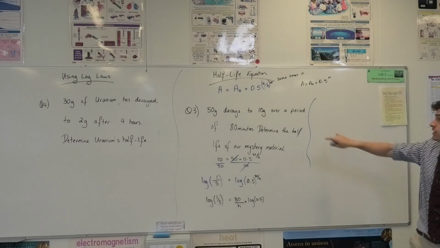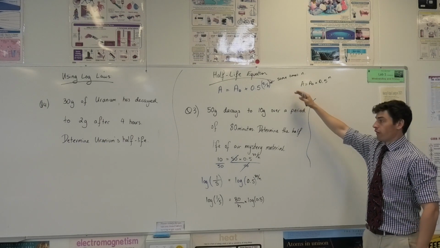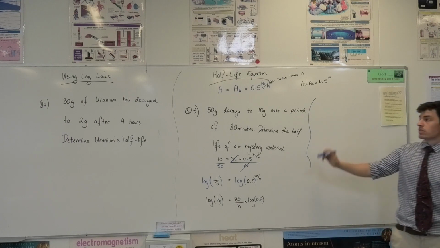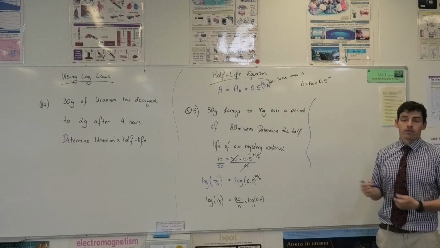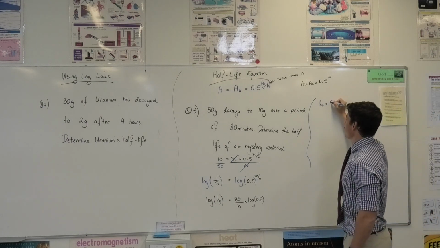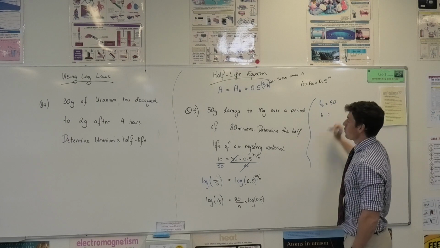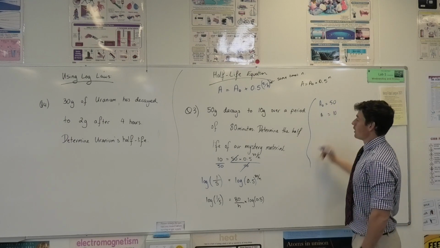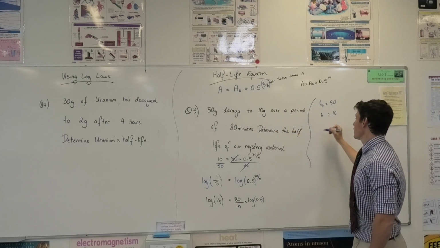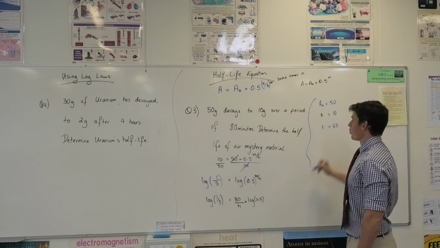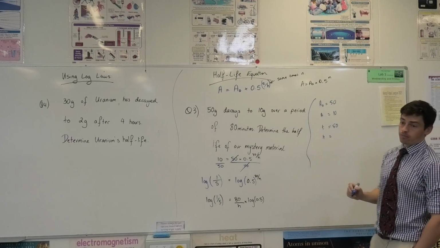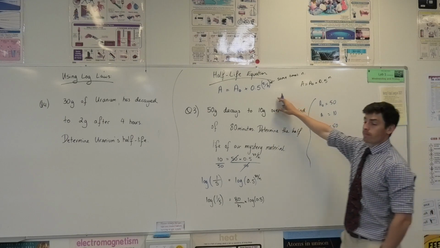So I've got two formulas up here, and I've got a whole bunch of information in this question. I need to identify what each of these numbers stands for. So 50 grams, what is that? That's my initial amount. So I would write on the side A0 equals 50. A equals 10. Over a period, what's that mean? T equals 80. And what do I want to know? H. So that tells me I'm using this formula.